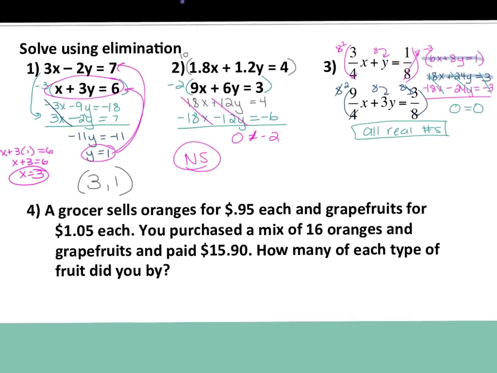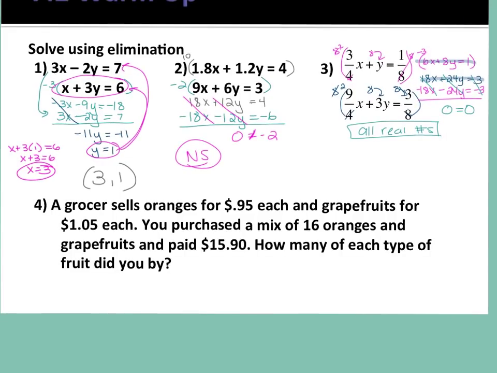Number 4 says a grocer sells oranges for 95 cents each and grapefruits for $1.05 each. You purchased a mix of 16 oranges and grapefruits and paid $15.90. How many of each type of fruit did you buy? So we can identify the two variables. One is oranges and one's grapefruit. So we could do G for grapefruit, O for oranges, or x and y, whatever you want to do. And the two pieces of information they give you is the price of them and how much you paid overall.